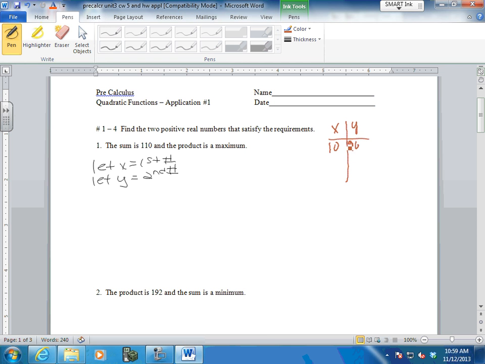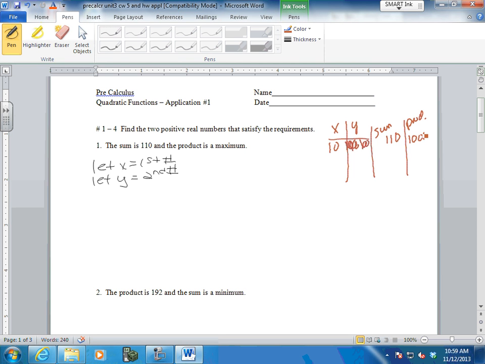What's their sum? Their sum is 110, right? When I add them, sum means add them, right? What would their product be when I multiply them? This is 100. Multiply the ones, carry your zeros. Your product is going to be 1,000, right?